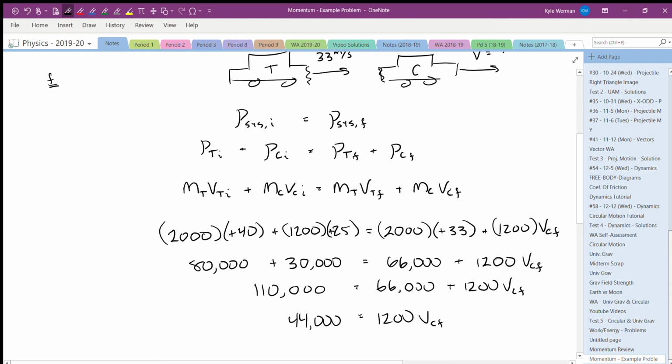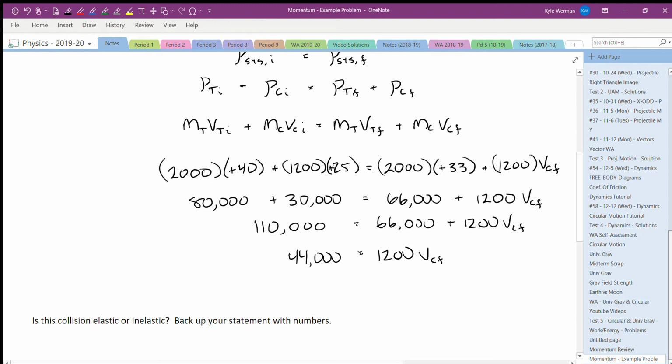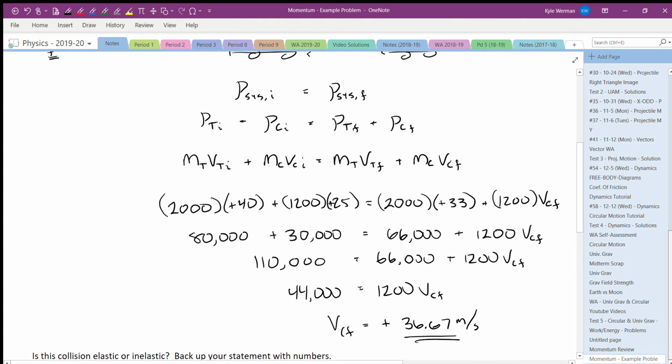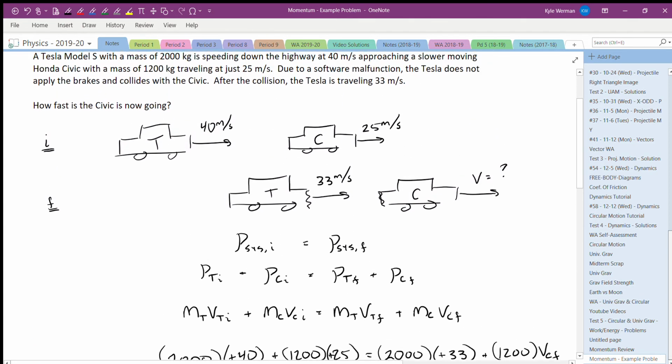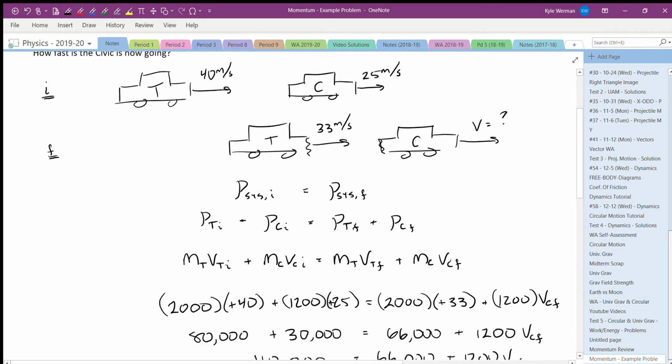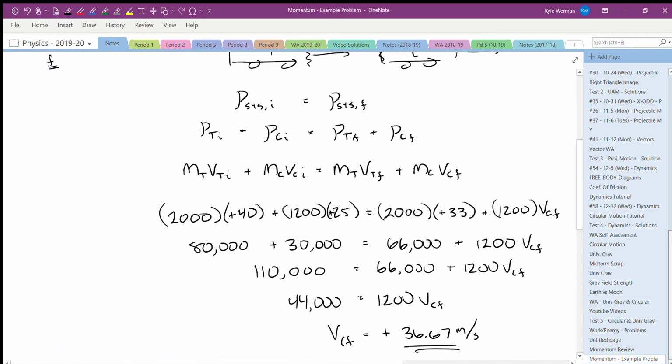And when I divide by 1,200, I get a velocity of the Civic at the end. It ends up being a positive value. Well, it should be. My arrow's to the right, of 36.67 meters per second. So that's how fast the Civic is going after the collision. It makes sense. It got rear-ended. It should be going faster than what it was. It was going 25. Now it's going 36, so it's sped up.